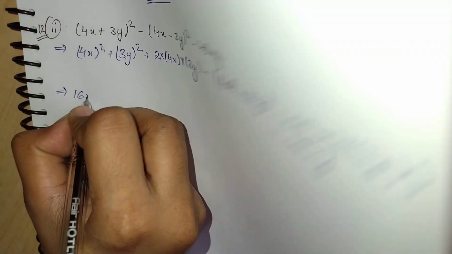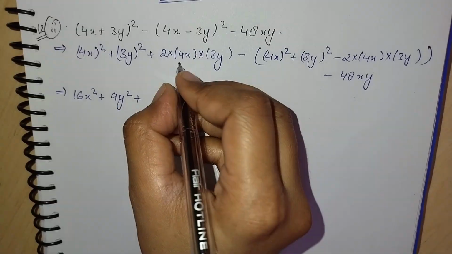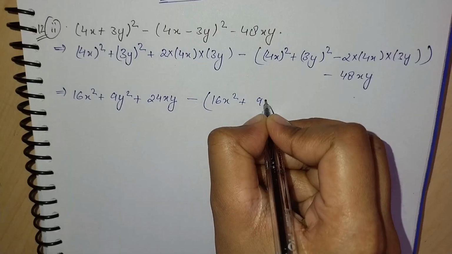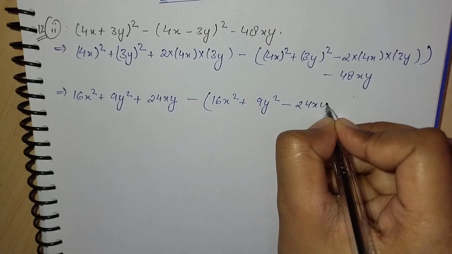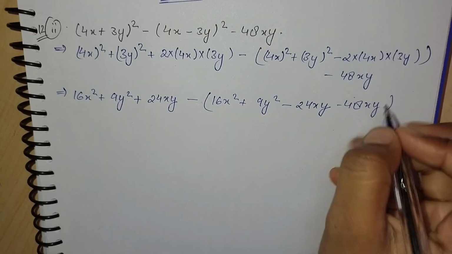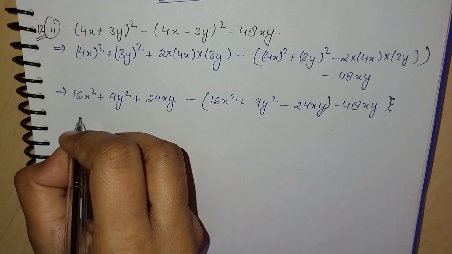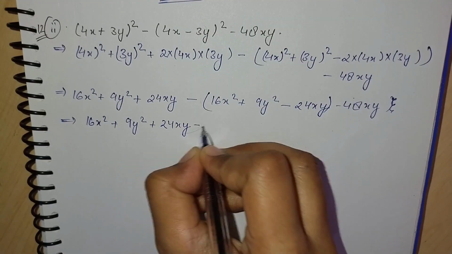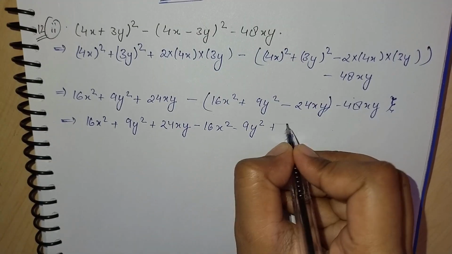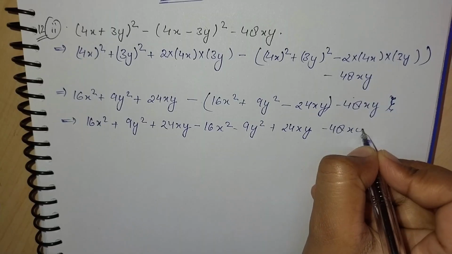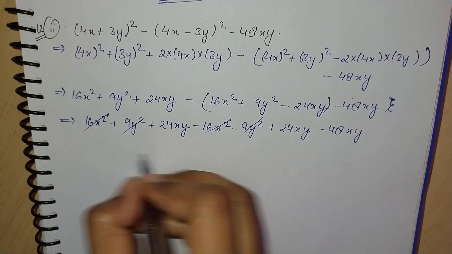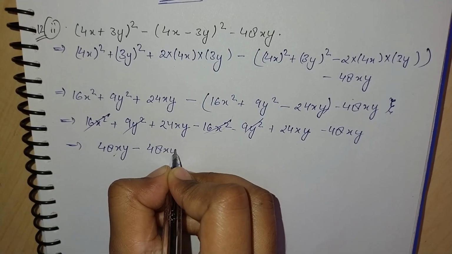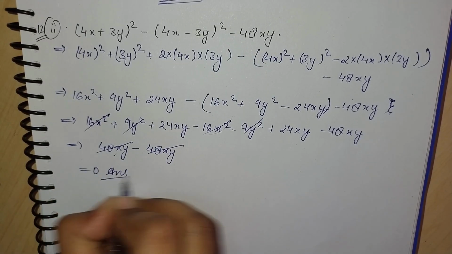So on solving this, we will get 16x² + 9y² + 24xy − 16x² − 9y² + 24xy − 48xy. Here we cancel out the 16x² and 9y², and here plus 24xy plus 24xy gives 48xy. So 48xy minus 48xy equals 0. This is the answer of this question.